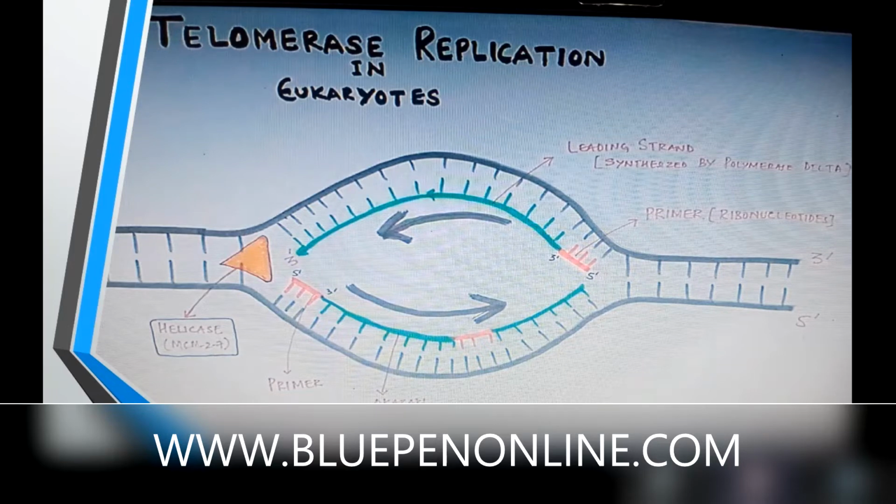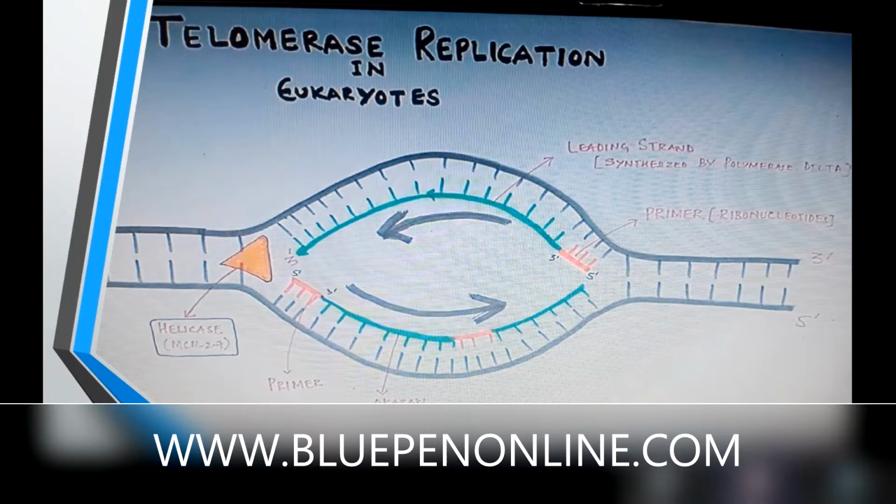We know what happens. A replication bubble is there, then leading strand synthesis with one primer, and lagging strand synthesis with numerous primers. One helicase is there. Then the helicase moves and the DNA strand unwinds. You can see here the helicase along with MCM 2 to 7.